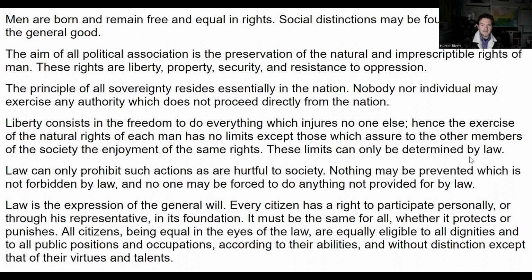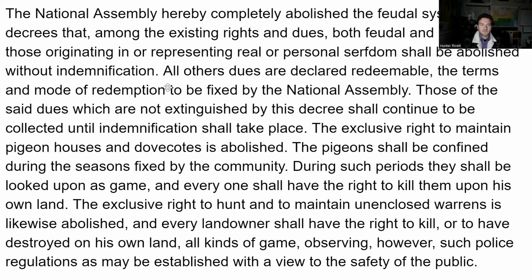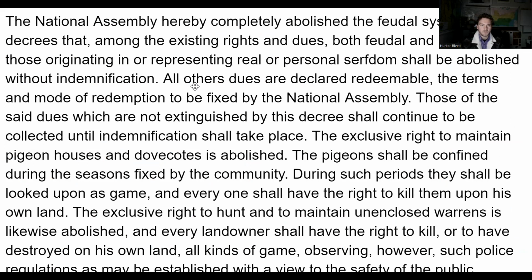Okay, that's the Declaration of Rights of Man and Citizen. So let's look at this. This is an excerpt from the August Decrees. The National Assembly hereby completely abolished the feudal system, period. It decrees that among the existing rights and dues, both feudal and censual, that just means in certain parts, all those originating in or representing real or personal serfdom shall be abolished without indemnification. So serfs and peasants are not owned by nobles or on the land anymore. And guess what? We don't owe you any money. That's what indemnification means. The indemnity, money for it.